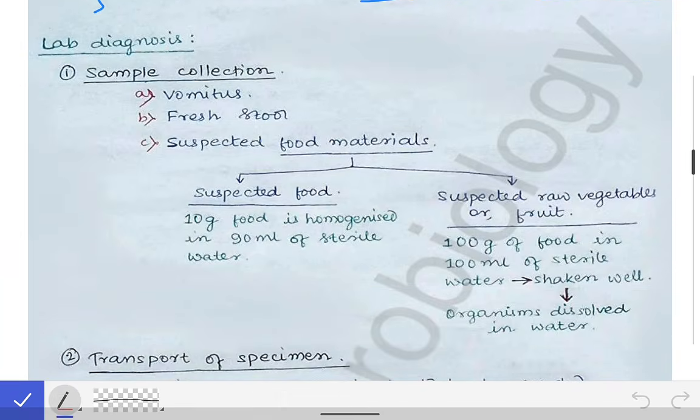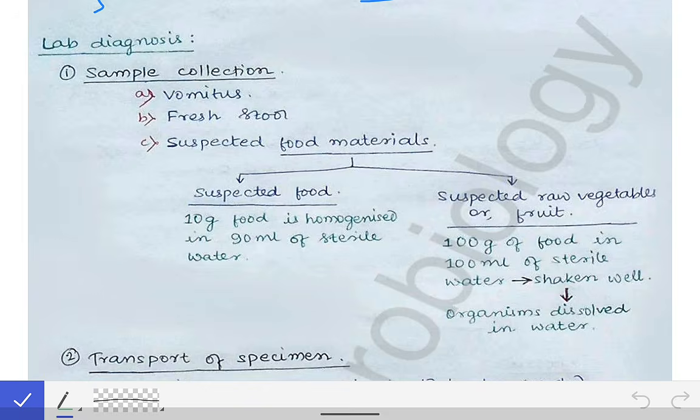In the lab diagnosis, we'll first start with the sample collection, and here as the symptoms are vomiting and diarrhea, obviously we will be collecting the vomitus and the feces for sure. But one more thing we have to collect here is the food material, because if a large number of people from a community are affected by going to a particular marriage or birthday party, then we have to check the food material that was supplied to that party, so that we can get to know about the source of infection.